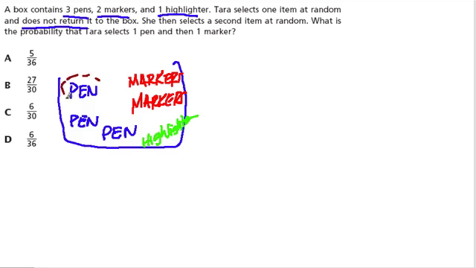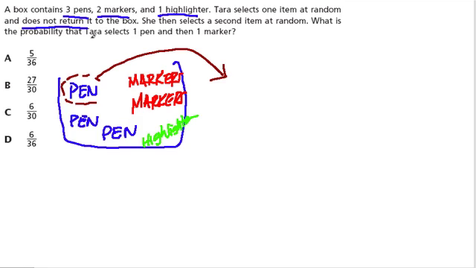Let's say you grab the pen and you take it out. Well, then you don't return it. So how many are left in the box? On the second time you're going to reach into the box, there are only 1, 2, 3, 4, 5 items. And that's because you're not replacing what you take from the box.